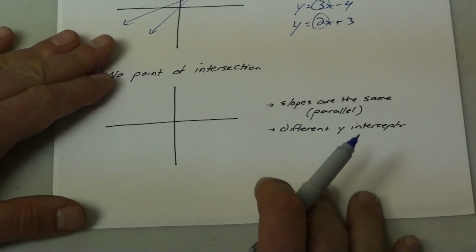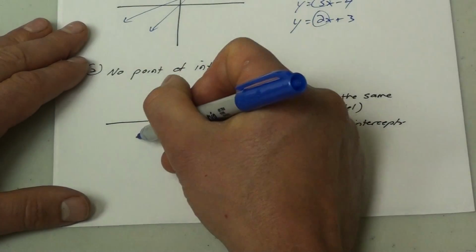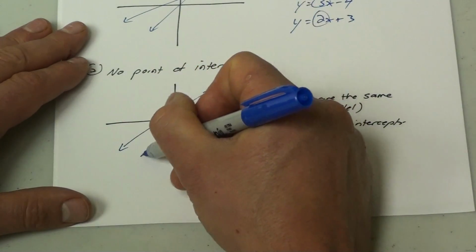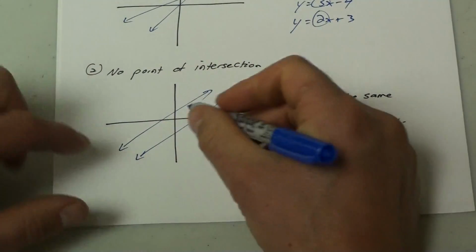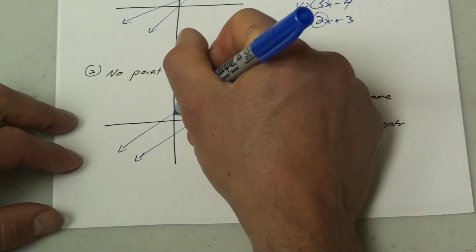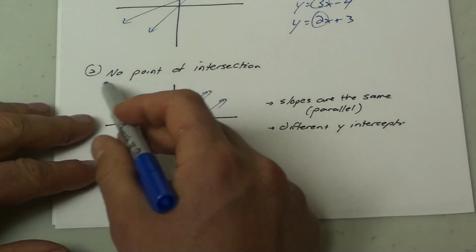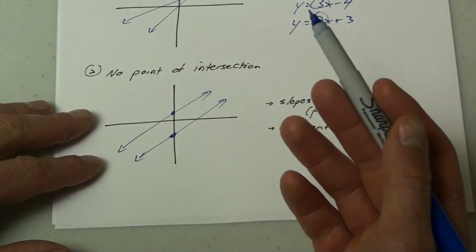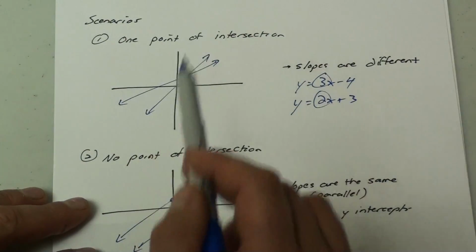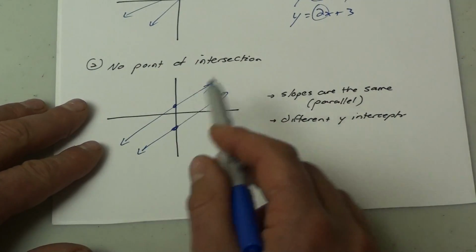Okay? If your slopes are the same, you have parallel lines, they're not going to intersect. You have one line, you've got another line. Here the slopes are the same, they're going in the same direction, but they have different y-intercepts, so they're parallel, but they're never going to meet. Okay, that is no point of intersection. That is the second scenario. First scenario, you have one point of intersection. Second scenario, you have no points of intersection. The lines are parallel and not going to meet.